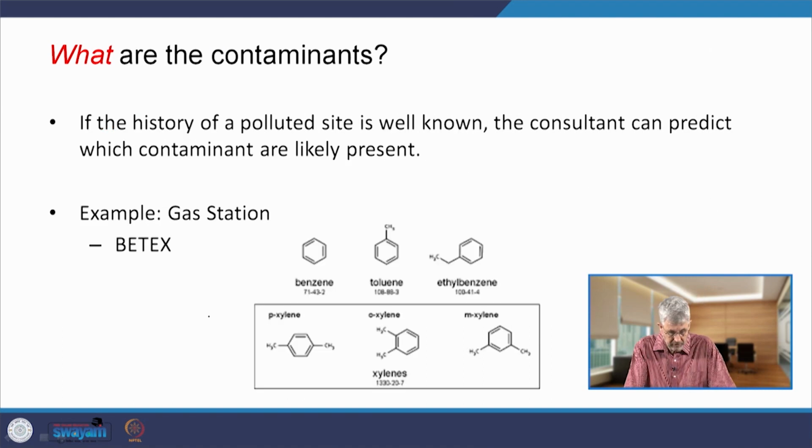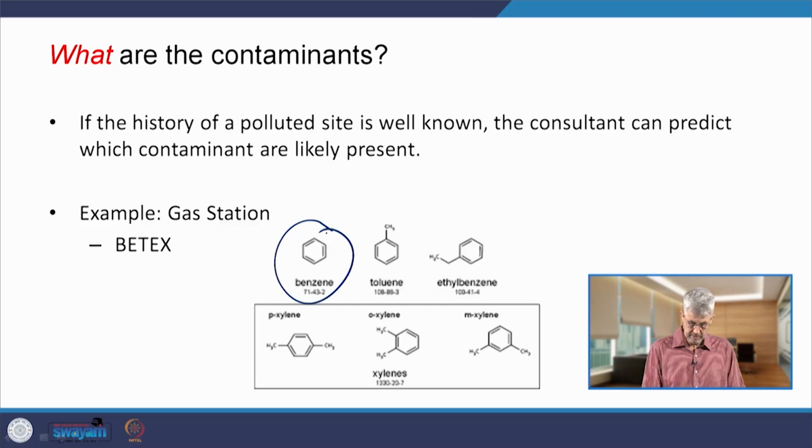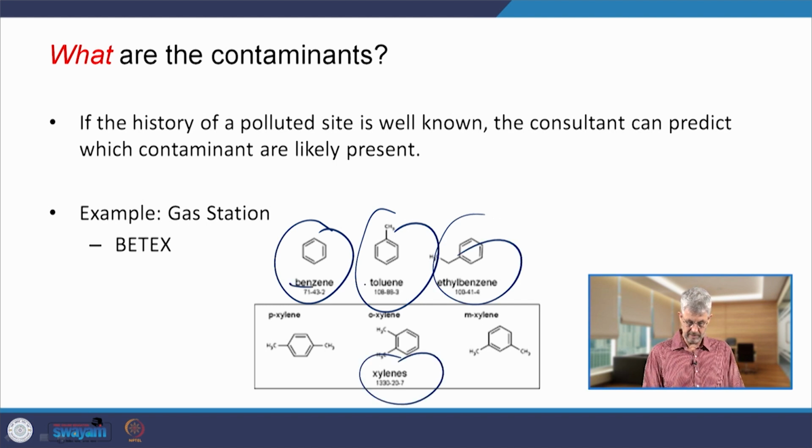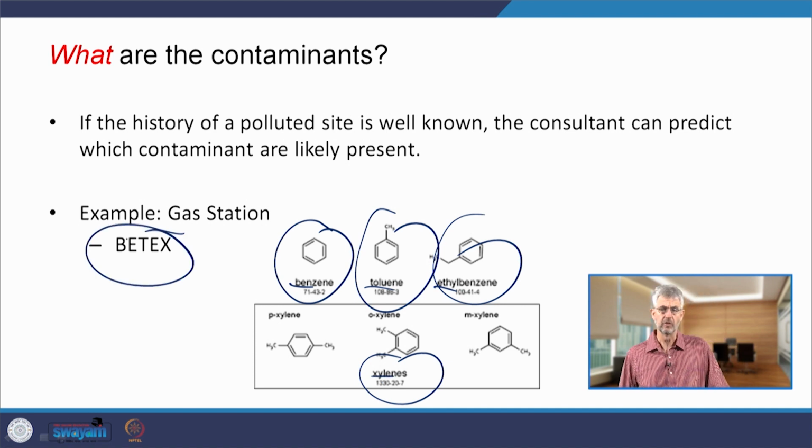What are the contaminants? Again, if the history of a polluted site is well known, then the consultant can predict with some certainty which contaminants are likely present. For example, if a site has been a gas station for 30 years, then it is likely that we will find contaminants like benzene, toluene, ethylbenzene, or the xylenes. And if you notice, the B, the T, the E, the X make up what we call BTEX. So BTEX compounds are expected on gas station, petroleum, hydrocarbon sites.